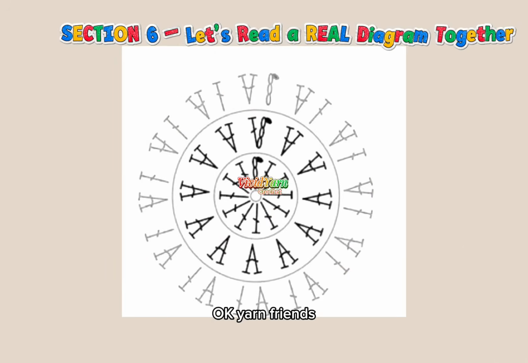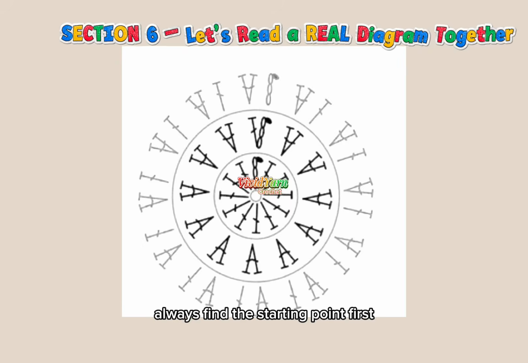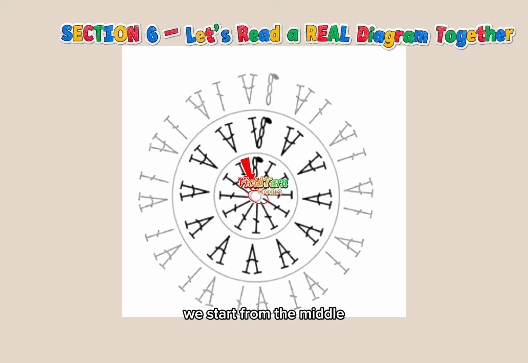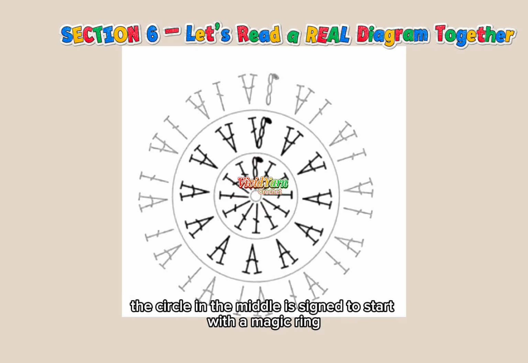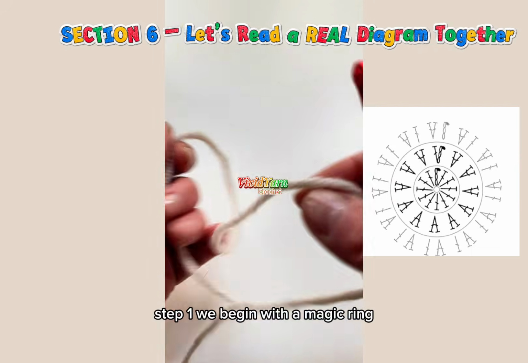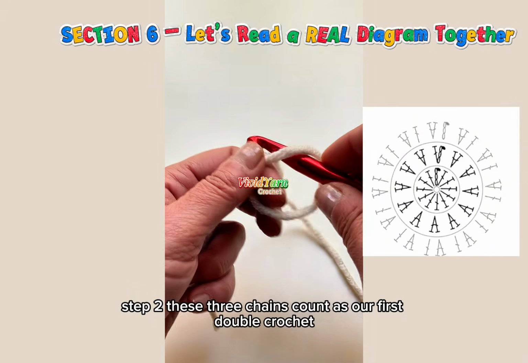Okay, yarn friends, this is where everything starts coming together. Always find the starting point first. As I told you, for round or granny squares, we start from the middle. The circle in the middle is signed to start with a magic ring. Step 1, we begin with a magic ring. Step 2, these 3 chains count as our first double crochet.